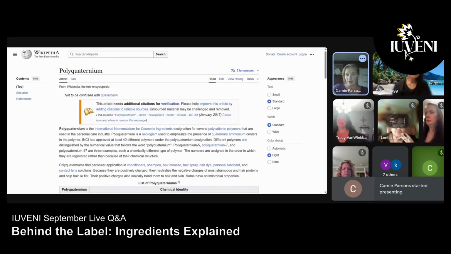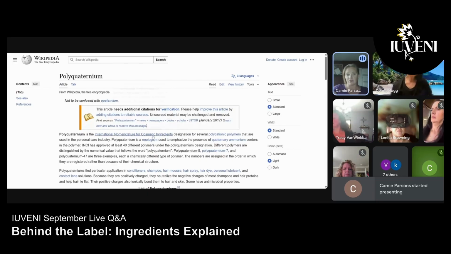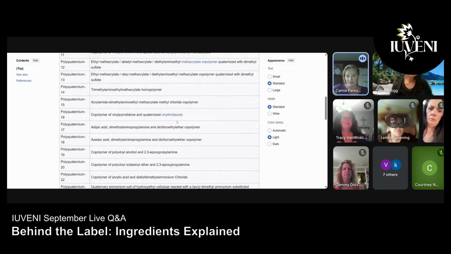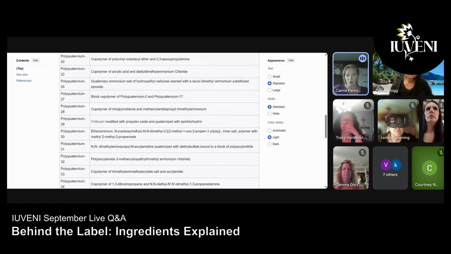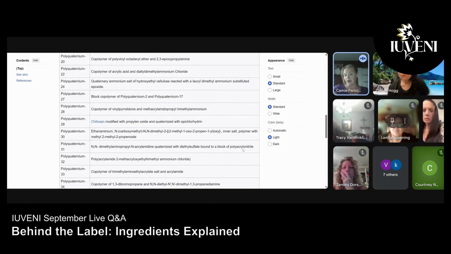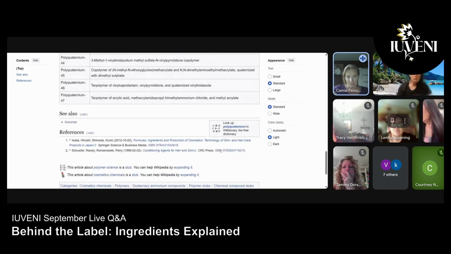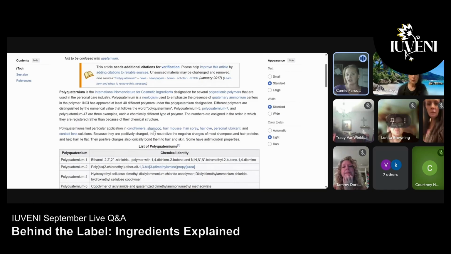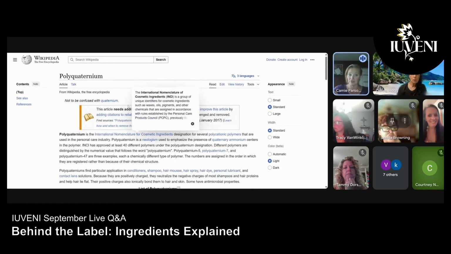Polyquaternium, by the International Nomenclature for Cosmetic Ingredients. This is polyquaternium 31. That tells you what it is. It's a diethyl sulfate bound to a block of polyacrylonitrile. Okay. That just tells you what it is. Conditioners, shampoos, hair mousse, hairspray, hair dye, personal lubricant, and contact lens solutions. There's a whole bunch of things that it does.